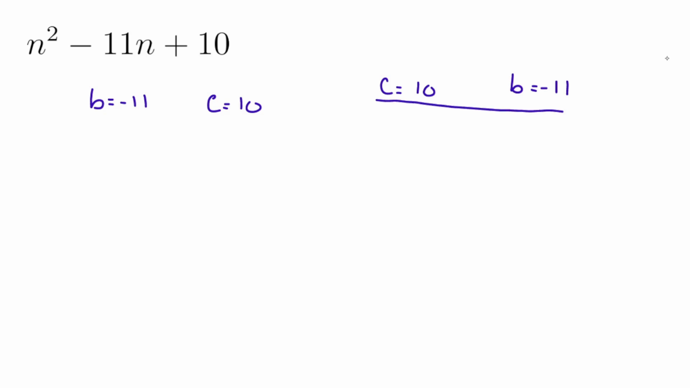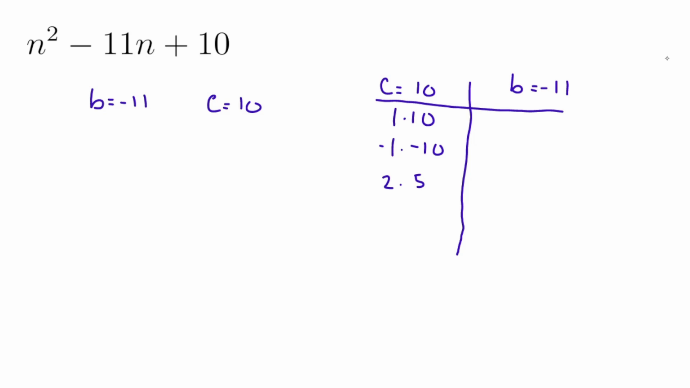So let's see what we can come up with here. Now, the first two numbers I think of that will multiply to give me 10 are going to be 1 and 10. I think that's the simplest one to start with. So 1 times 10 will give us 10. And also, negative 1 times negative 10 will multiply to give us 10. And also, we could use 2 and 5. 2 times 5 will give us 10.